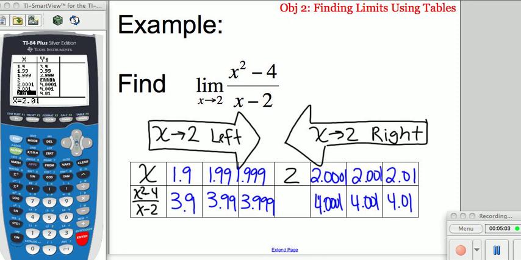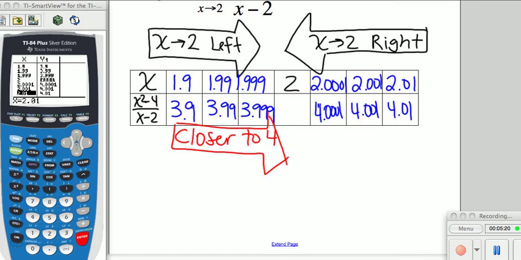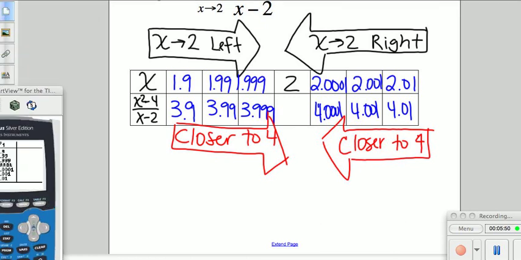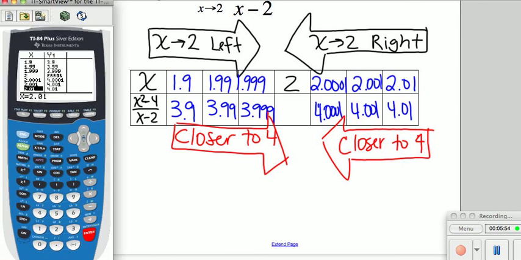What's happening as I'm approaching from the left? As I'm approaching from the left, it looks like we're getting close to 4 from this direction. We're getting closer and closer to 4. And as I'm going the other way, we're also getting closer to 4. So it looks like the limit as x approaches 2 of this function is going to be 4. Because that's the number we're getting closer and closer to. So that's the limit. This graph is going to keep getting closer and closer to 4 in either direction as we go to 2.